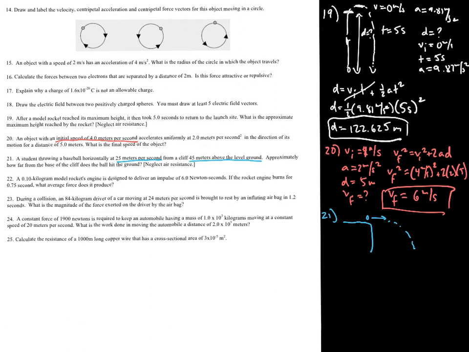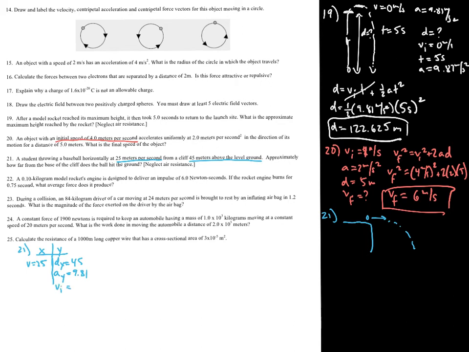We're figuring out how far from the base of the cliff the ball hits the ground. Okay, so I'm going to do this space over here. So we've got to do our T-chart. Okay, so v equals 25, dy equals 45. Remember that we also have a vertical acceleration, 9.81.